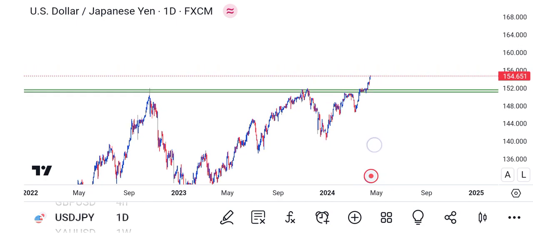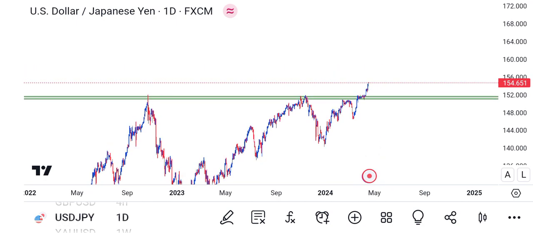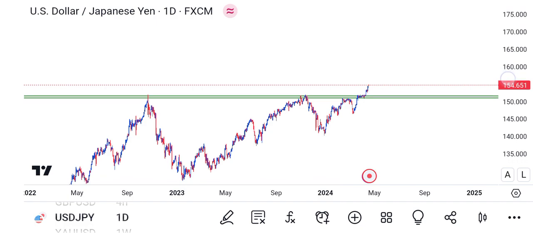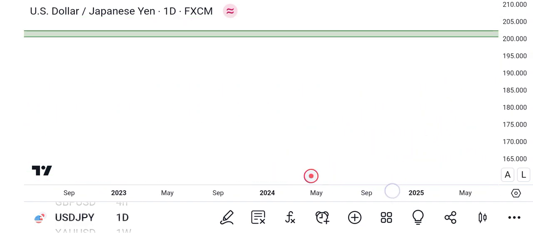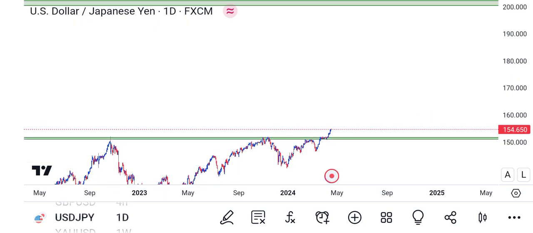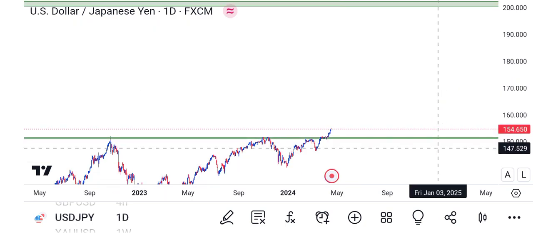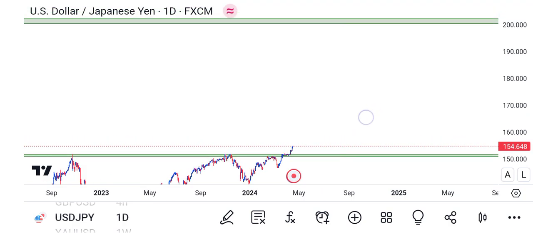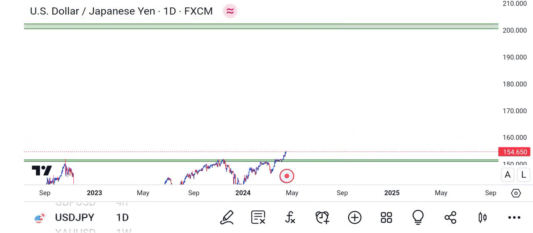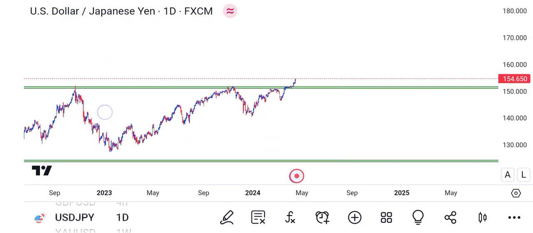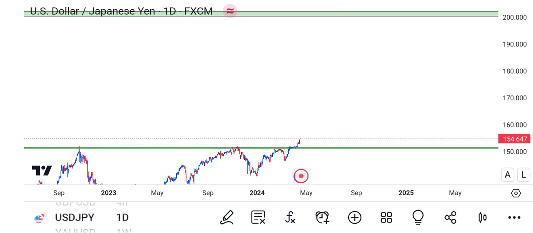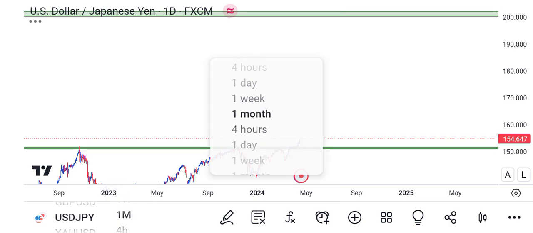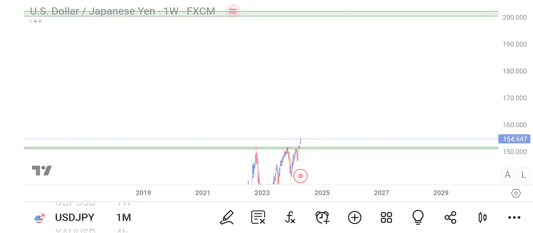So Usdjpy is clear to the upside, and now I'm expecting Usdjpy to get to 200. Yes, because Usdjpy hasn't gotten to these new heights before. It hasn't gotten to these heights in the past. Let me check the monthly time frame to see.